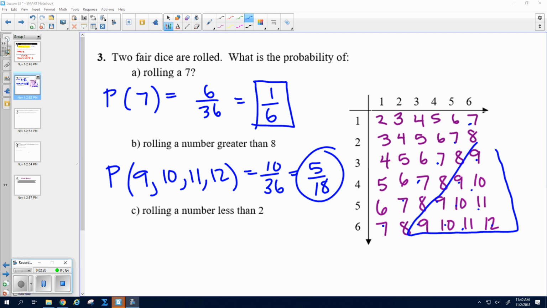All right, then we have the probability of rolling a number less than 2. That never happens if you're rolling 2 dice. So that probability is 0 out of 36, or just 0. Okay.